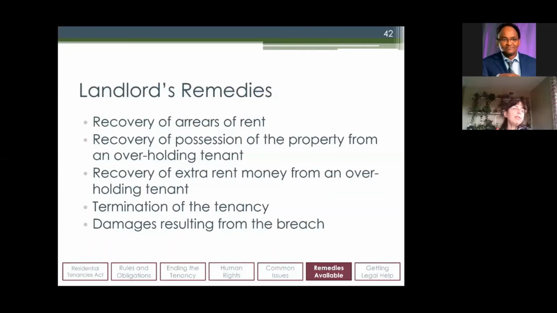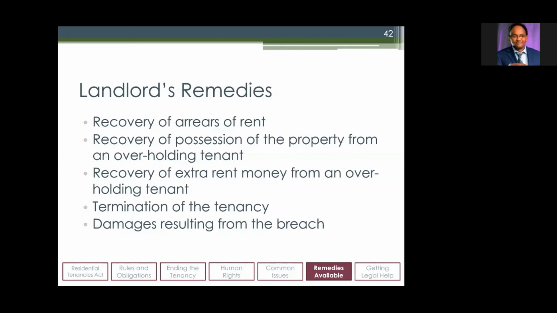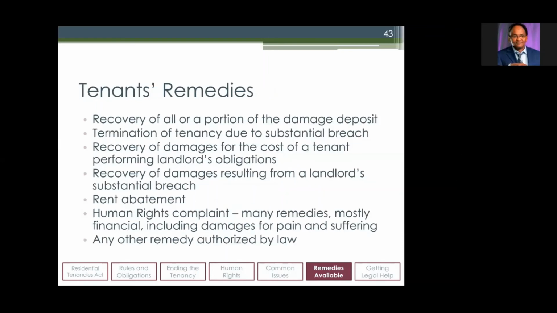And if informal dispute resolution is not successful between the tenant and the landlord, then the landlord can make an application. The tenant also can make an application to the RTDRS if they cannot work out the dispute with the landlord. They can make an application for the recovery of all or a portion of the damage deposit. If there are problems with the place and the landlord is just not making the repairs, so the landlord is not keeping their obligations, then the tenant can make an application to end the lease.